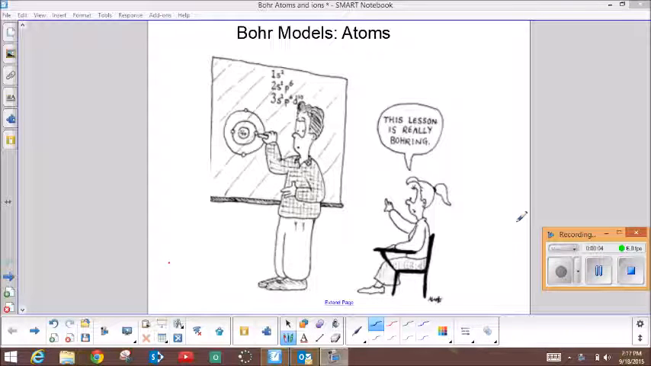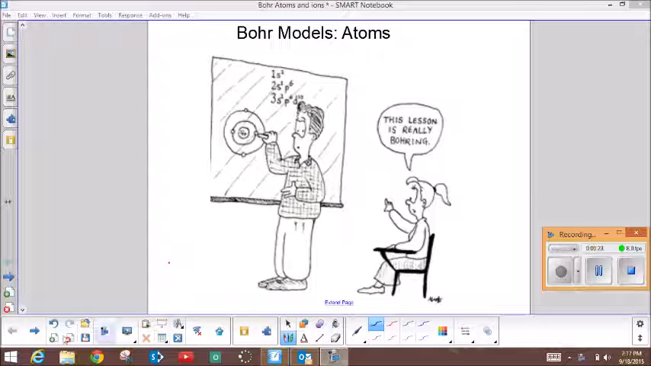We're going to talk about how to create Bohr models for atoms. And we're also going to be able to answer the 11 essential questions that are going to be asked about a Bohr model on your Chemistry 1 test.